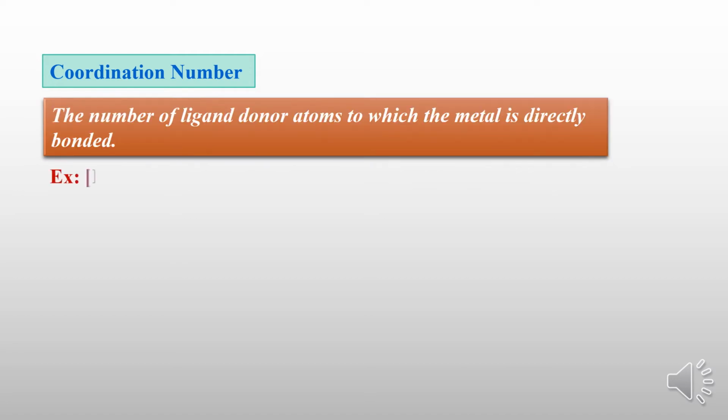Here, the coordination number is the number of ligand donor atoms to which the metal is directly bonded. Now there is an example in front of you. It is hexachloridoplatinate(II). So about naming, IUPAC names, you will study in the next video.